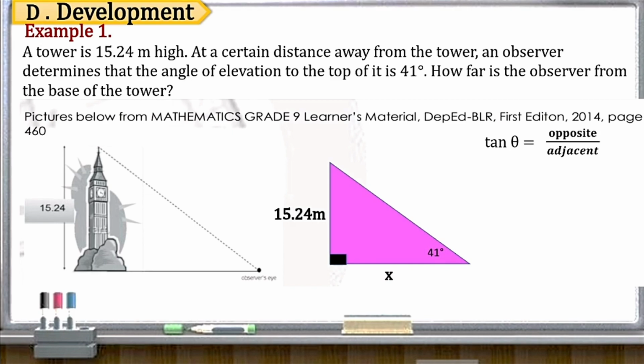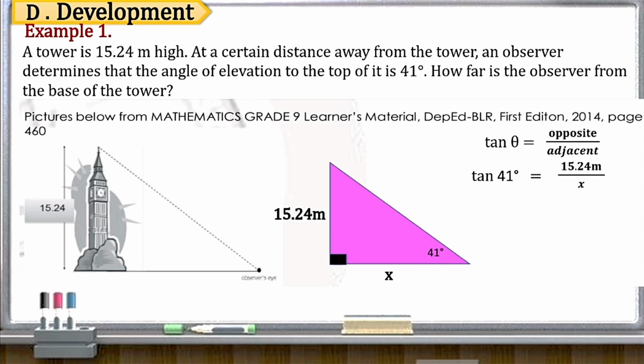And step 4, ipapakita lang natin dito yung ating solution. So, i-substitute muna natin class. Magiging tangent 41 degree is equal to 15.24 meter over x. So, yung 41 degree class, pinalitan lang natin yung ating theta ng given angle, which is 41 degree. And then, yung opposite natin, nilagay natin yung 15.24 meter. And then, yung adjacent, which is x.